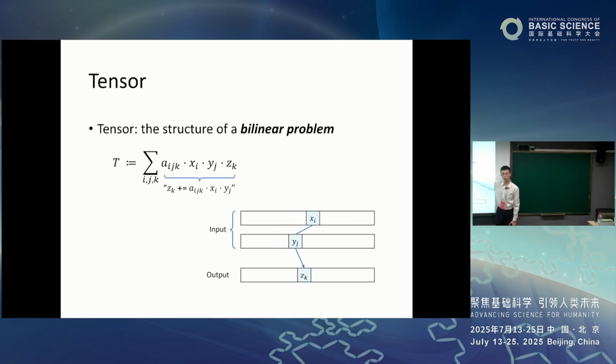It is a formal summation over various terms where every term describes a single step in the calculation. In each step, we take the input variables x_i and y_j, multiply them together with a leading coefficient a_ijk, and add the result onto the kth output position. After we complete all of those steps, the sequence of output variables we get is defined to be the answer to this bilinear problem. So you can see that the tensor and the bilinear problem have a one-to-one correspondence with each other.